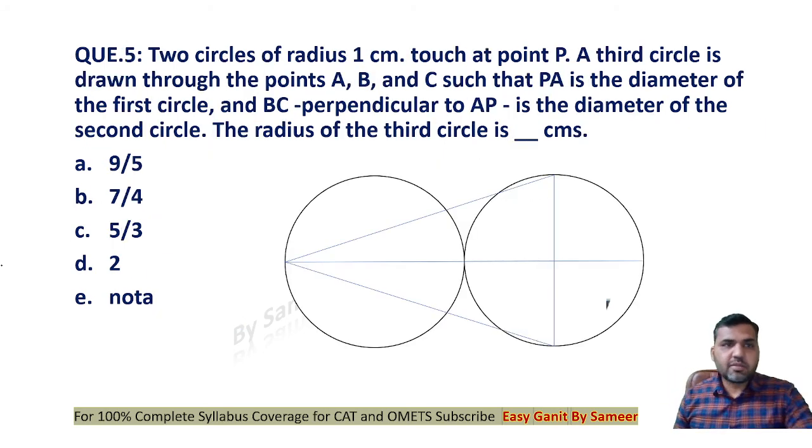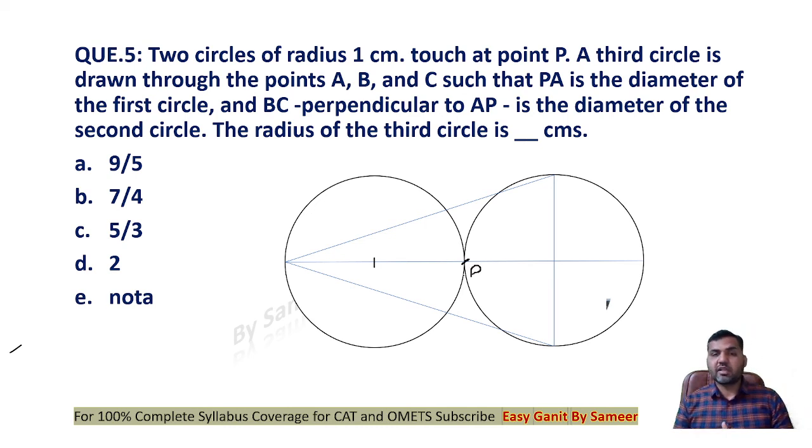Now let's do question number 5 here, guys. Very important and beautiful question. Let's have a look at this question. Two circles of radius 1 centimeter touch at the point P. So you can see that these are two circles, right? Both of them have a radius of 1 and they're touching each other at the point P, right?